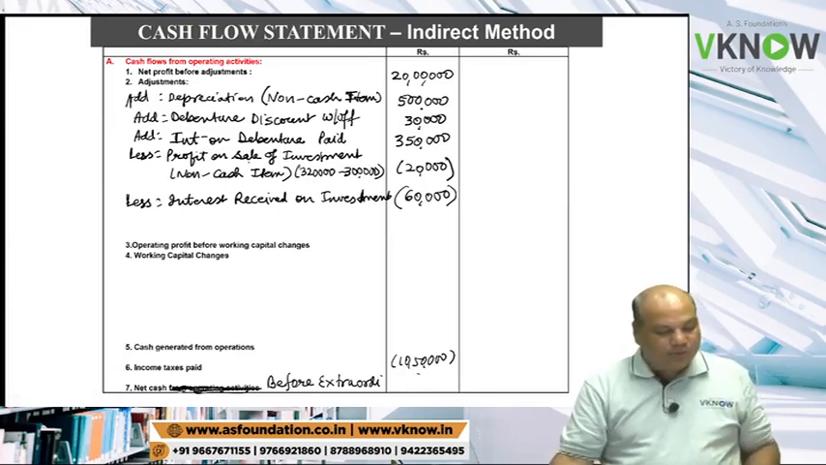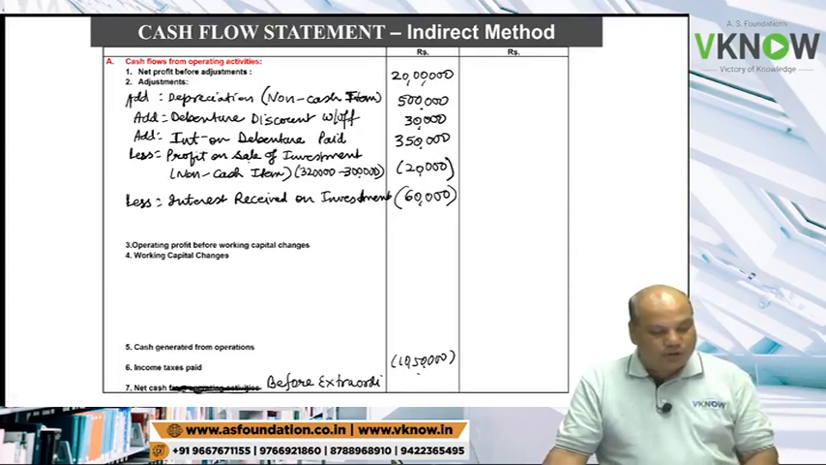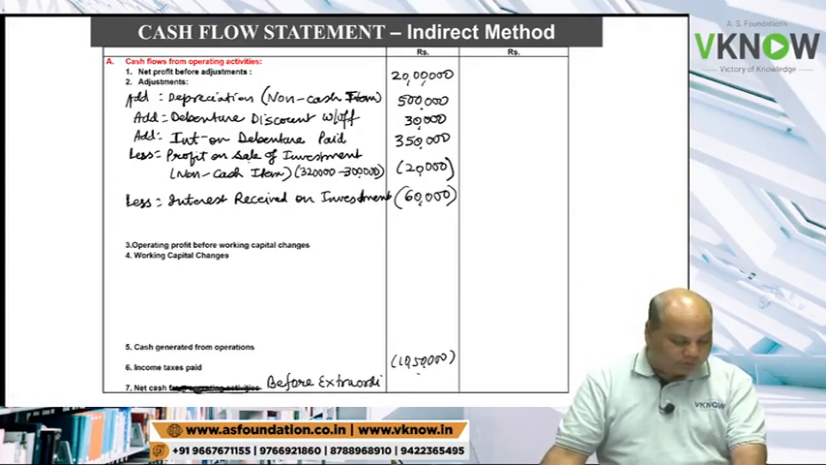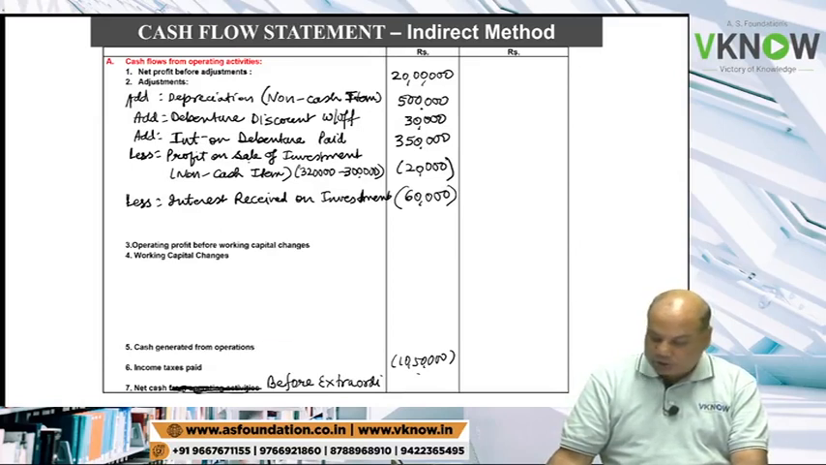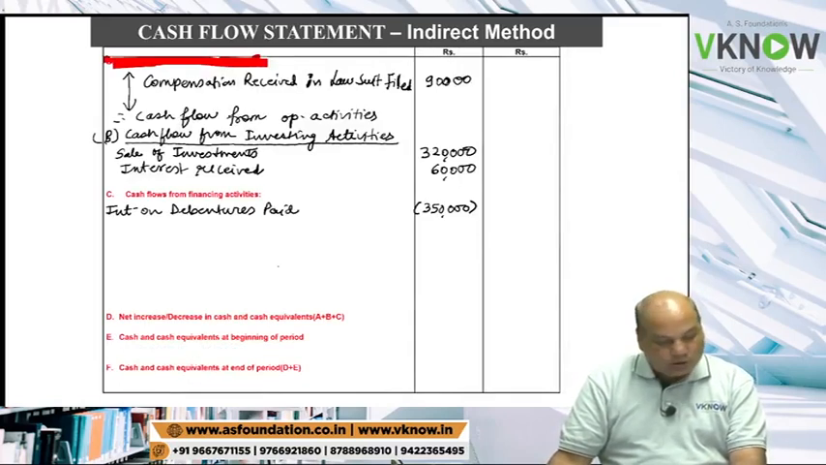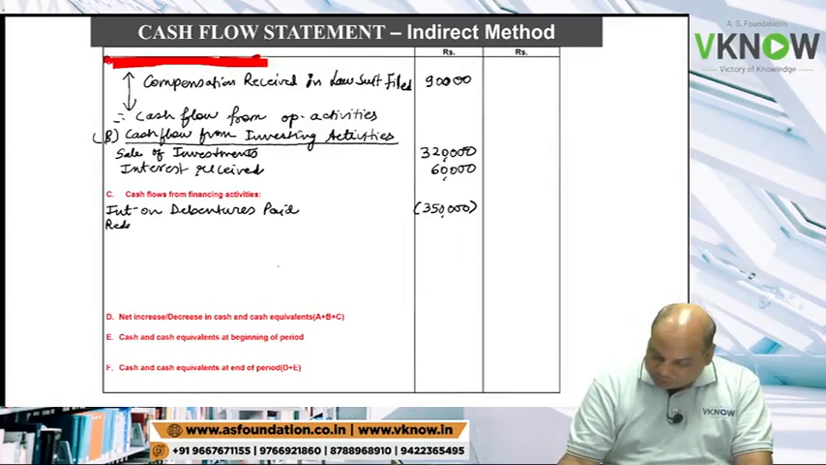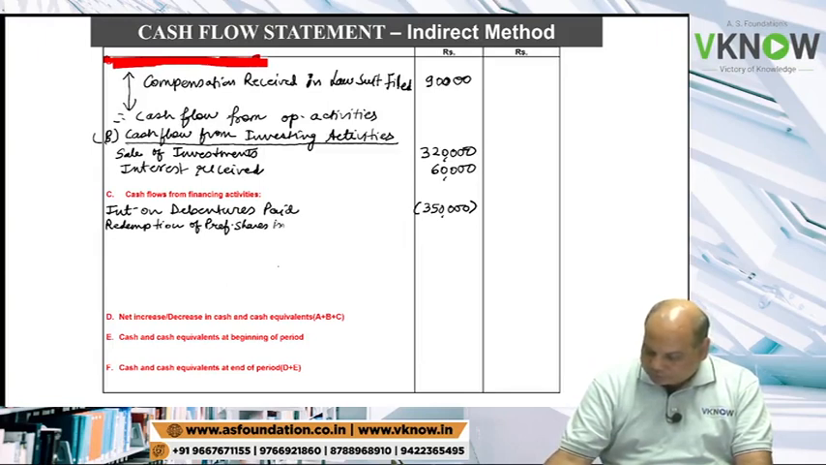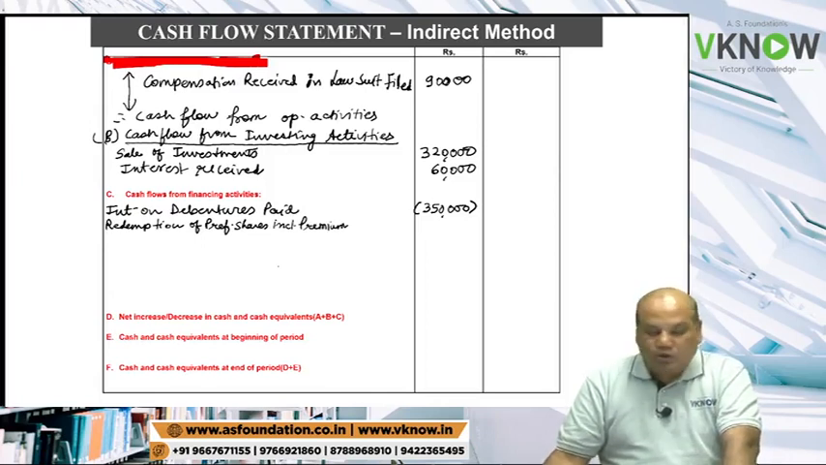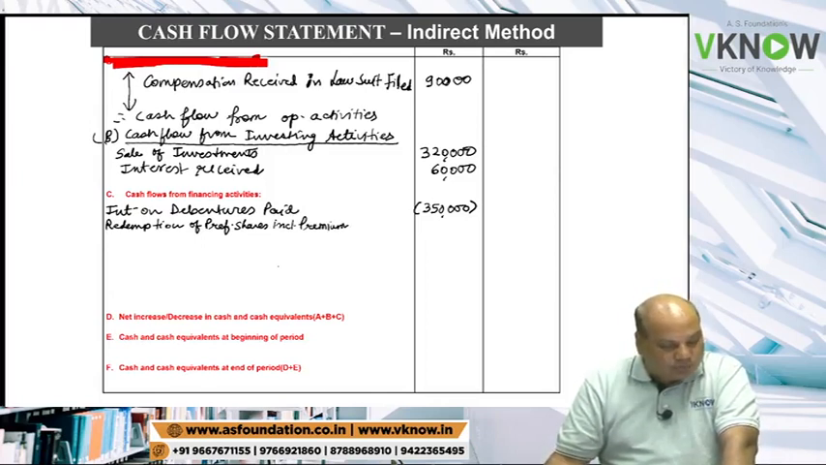Next is 15,000 10% preference share of rupees 100 each was redeemed on 31st March 2014. So this will come in financing activity. In financing activity, write down redemption of preference shares including premium.